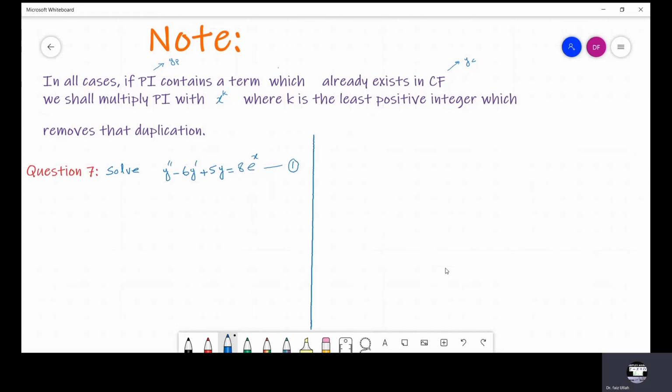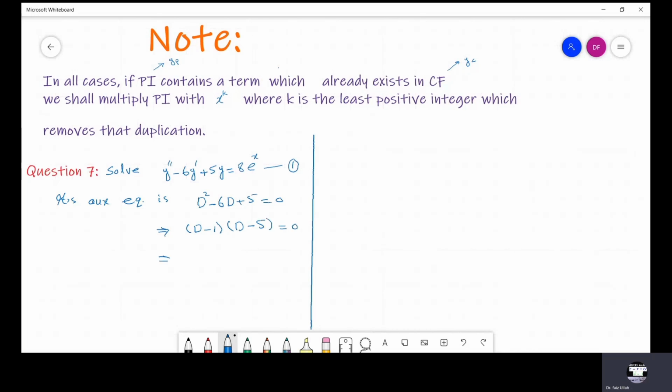To explain this note, let us solve question number 7. To solve equation 1, the first task is to find yc, for which we need its auxiliary equation. So its auxiliary equation is D squared minus 6D plus 5 equal to 0. And now let us factorize this. If we factorize, we have (D minus 1)(D minus 5) equal to 0.